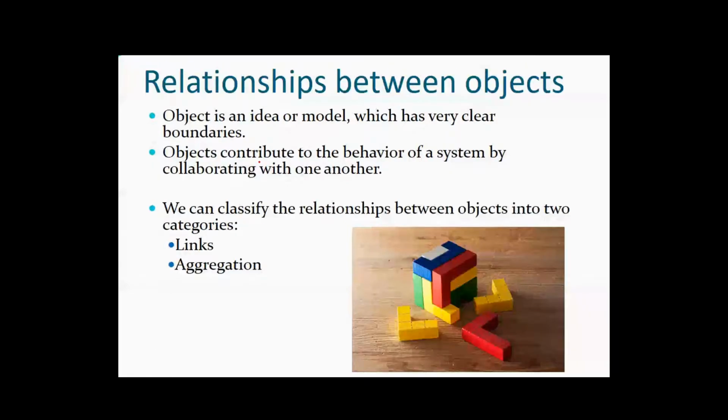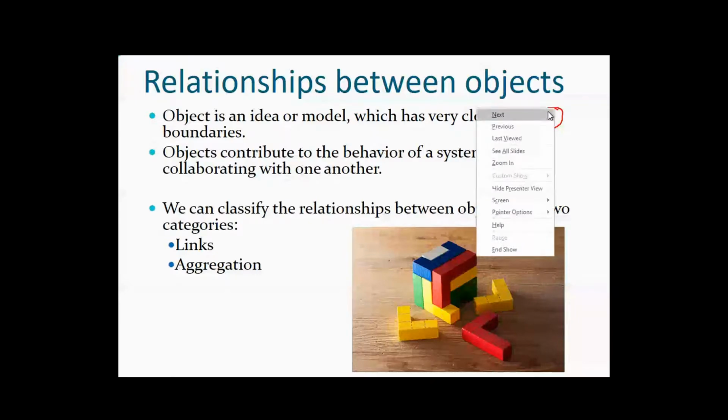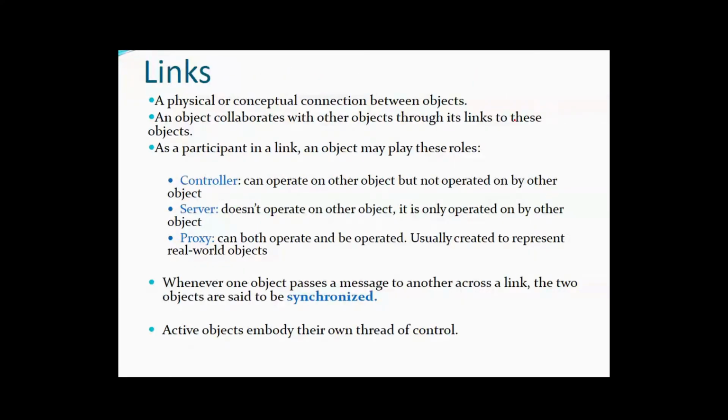Now, the relationship between objects: you should identify the boundaries of the object. This is the boundary of this object. This is the boundary of this object. They are separated. If you define objects like this, they should be independent and separated.